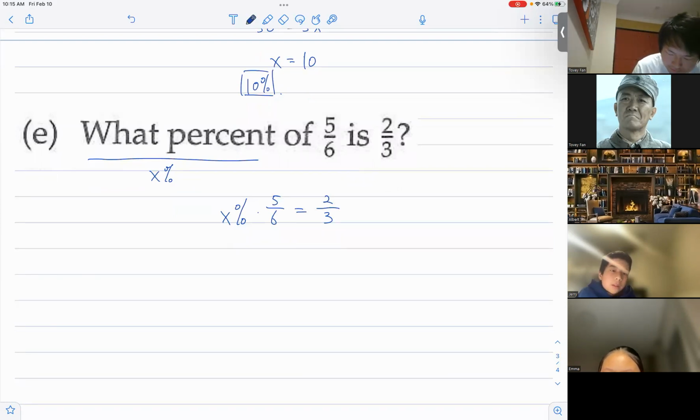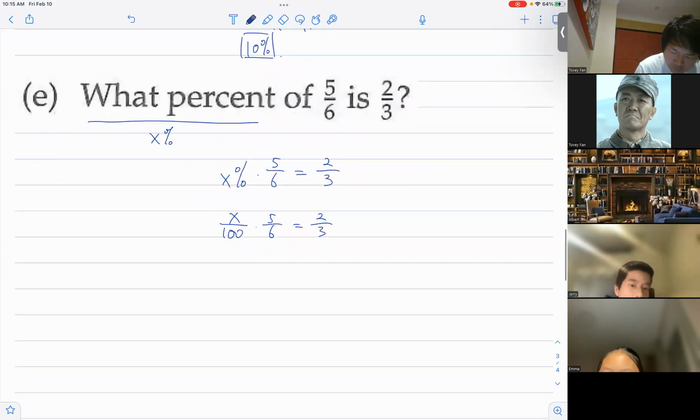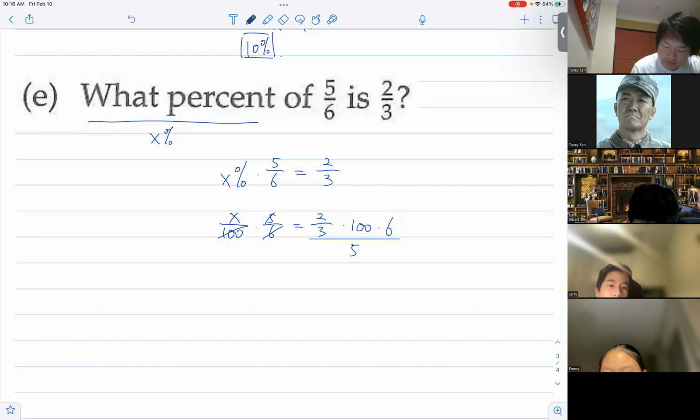How do you solve for x? In this case, x% can be x over 100 times 5/6 equals 2/3. Okay. And now we can first times both sides by 100. We can also times both sides by 6. Very nice. Yes. And then finally we can divide both sides by 5. Good. I'm gonna just write it down in a single step. And then that's x.